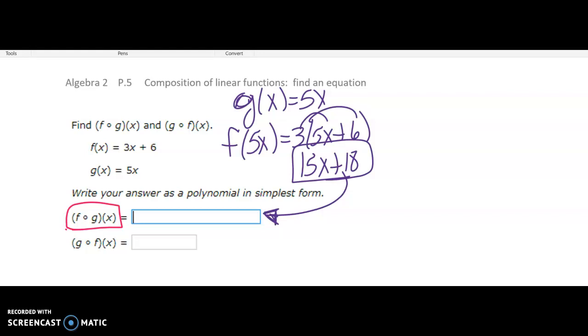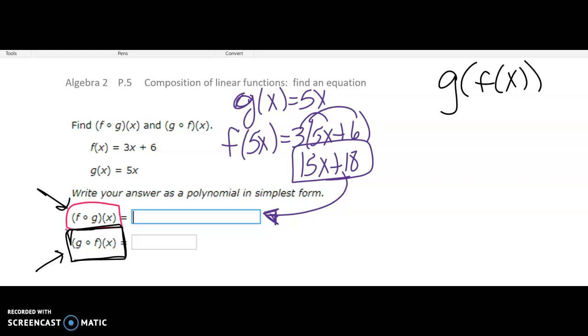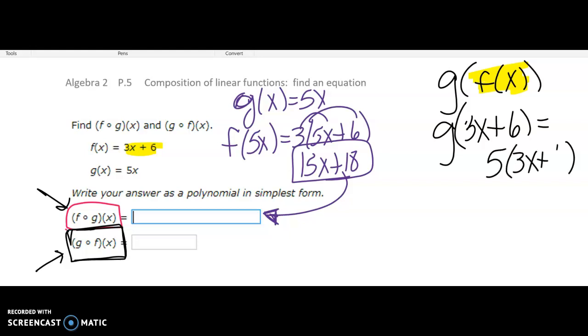Okay. Now, how are we going to pronounce this? If this is F of G of X, what is this? This is G of F of X. Well, what is F of X? F of X is 3X plus 6. So we are going to replace F of X with 3X plus 6, and that equals 5X. So 3X plus 6 goes here. Distribute.